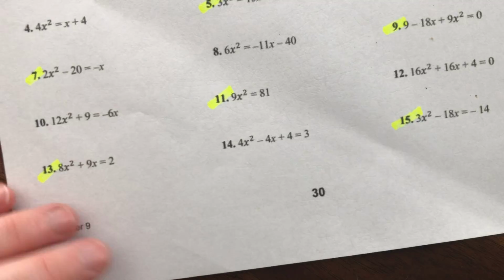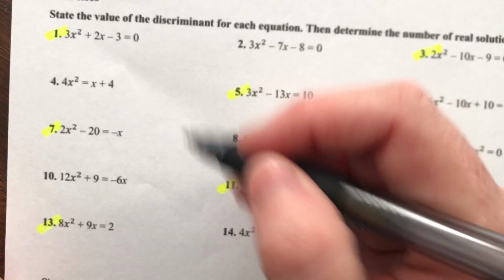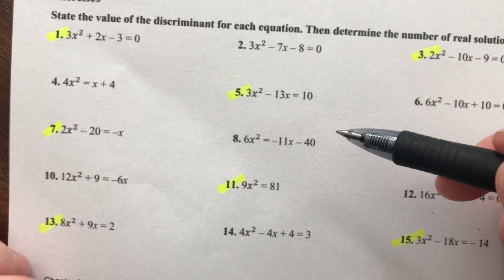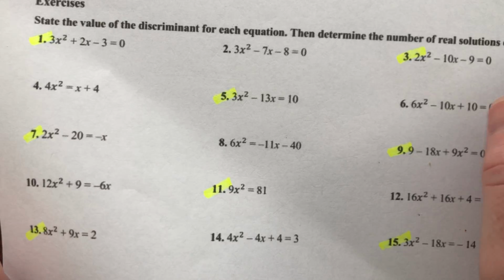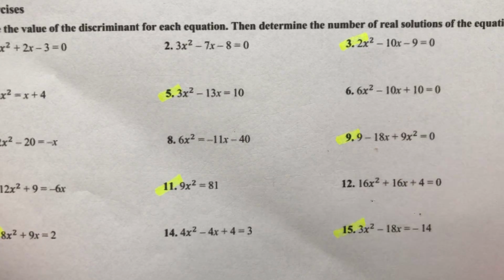Now, I skipped around quite a bit. If you look on here, I didn't do all the problems. So obviously there must have been some in here that I didn't do that would have had negative answers and we would have said no solution. It just so happened that I didn't hit any of those. But hopefully that makes sense on how to use the discriminant.